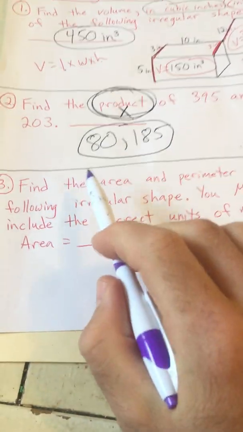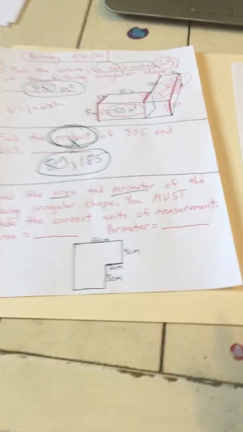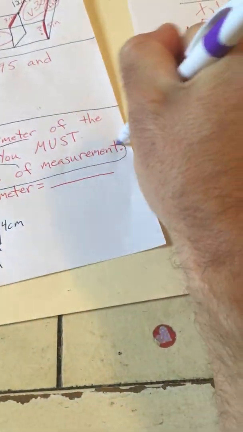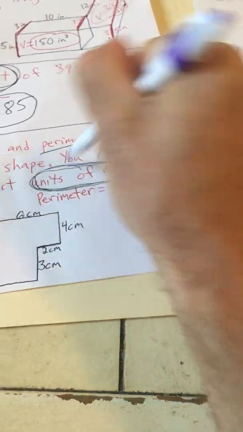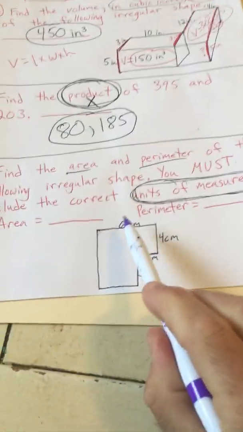Okay? Find the area and perimeter of the following irregular shape. You must include the correct units of measurement. So I better make sure I put some circles around there so I don't forget the unit of measurement. Okay, so we have centimeters.